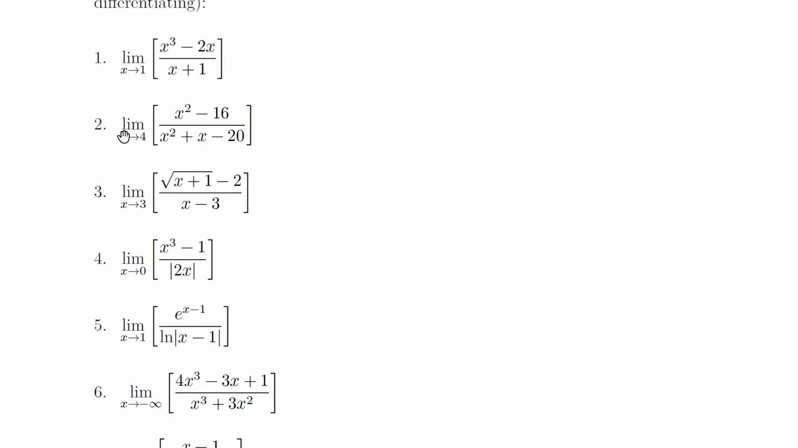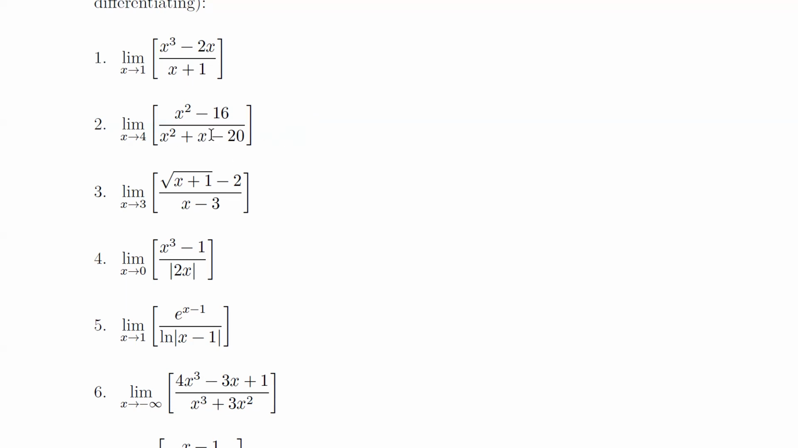Then we have the second question. Now, as x approaches 4, if we look at this function, the denominator would approach 4 squared plus 4 minus 20, which is actually 0. So the denominator approaches 0, and the numerator also approaches 0. We have 4 squared minus 16, which is 0. So in a case like this, we call this an indeterminate form. It's a form of 0 divided by 0. So we can't just look at the limit as it is and evaluate what the answer is. We have to do some more work first.